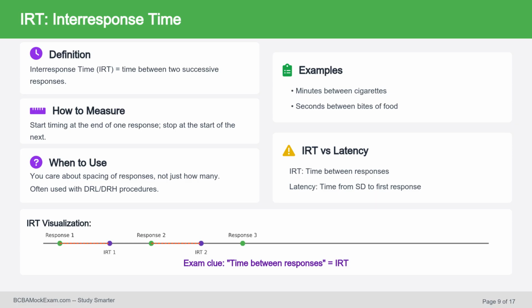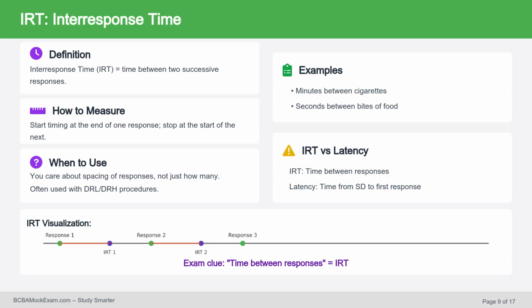IRT measures the time between the end of one response and the start of the next. It is used when the spacing between behaviors matters, such as in DRL or DRH programs. Examples include minutes between cigarettes or seconds between bites.